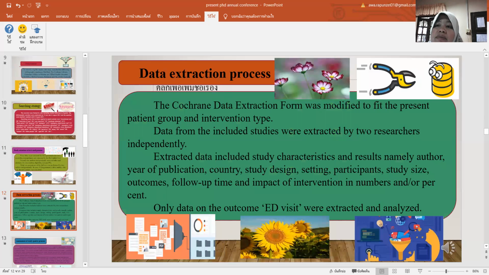Data extraction process. The Cochrane data extraction form was modified to fit the present patient group and intervention type. Data from the included studies were extracted by two researchers independently. Extracted data included study characteristics and results, namely author, year of publication, country, study design, setting, participants, outcome, follow-up time, and impact of intervention in numbers and or percent. Only data on the outcome ED visit were extracted and analyzed.